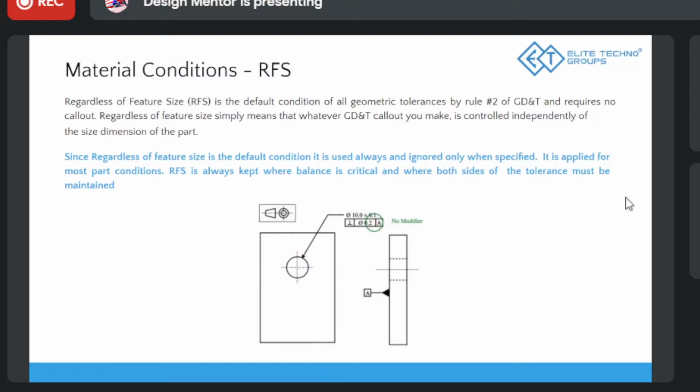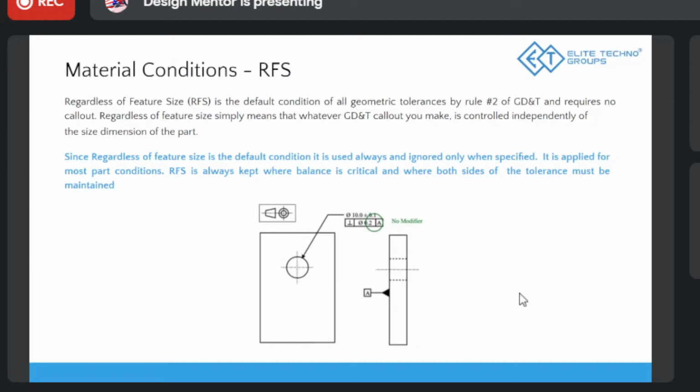So basically, wherever we need a very tight tolerance, where we don't want the feature, like the hole, to vary, we don't want the tolerance a lot. We want it to be very exact, where exactly we want it. Like in jigs and fixtures, we want the precision. There's lots of precision required in gauges also. So this is where we use regardless of feature size.